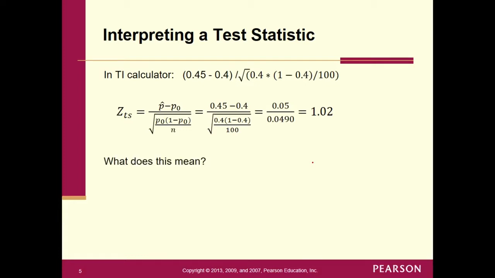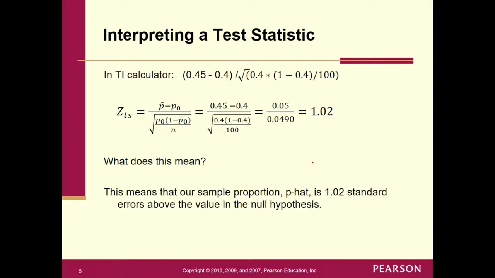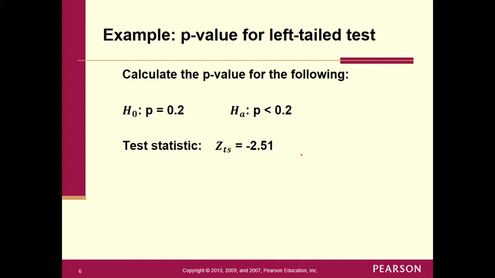All right, so what does this mean? When we calculate the test stat, we come up with 1.02. What does it mean? Well, that means our sample proportion, our p hat, from our one random sample was 1.02 standard errors above. Why above? Because it's positive. If it was a negative sign here, it would be below the value of the null hypothesis. So that's how we go about interpreting this. All right, so there's your test stat. Hopefully you'll get a handle on that. You might have to practice a little bit.